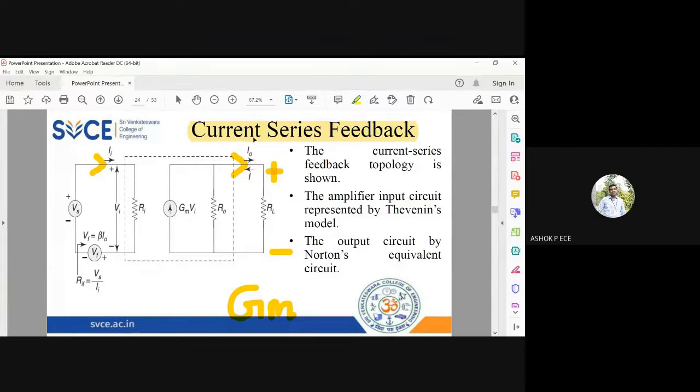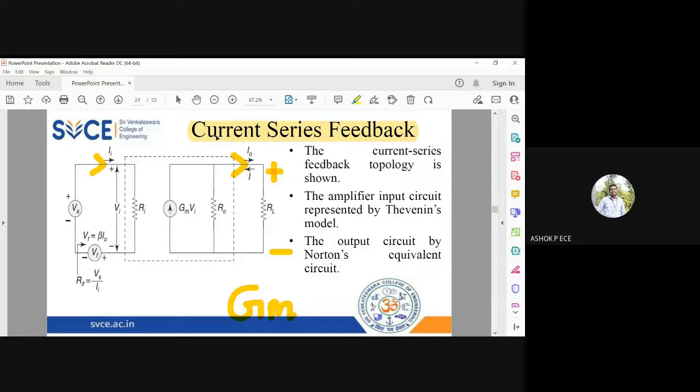From this configuration, current series feedback, we can say the input side is series, so definitely the input impedance will increase. On the output side, I am going to sample current. Current will be the same in series, so output resistance will also increase. So here we know what we are going to prove. We are going to prove RIF is going to increase. We are going to prove R0F is going to increase. That is the main objective of current series feedback.